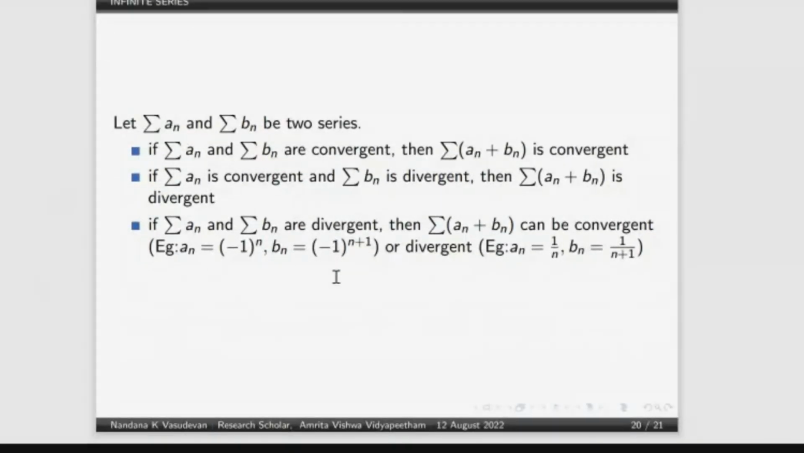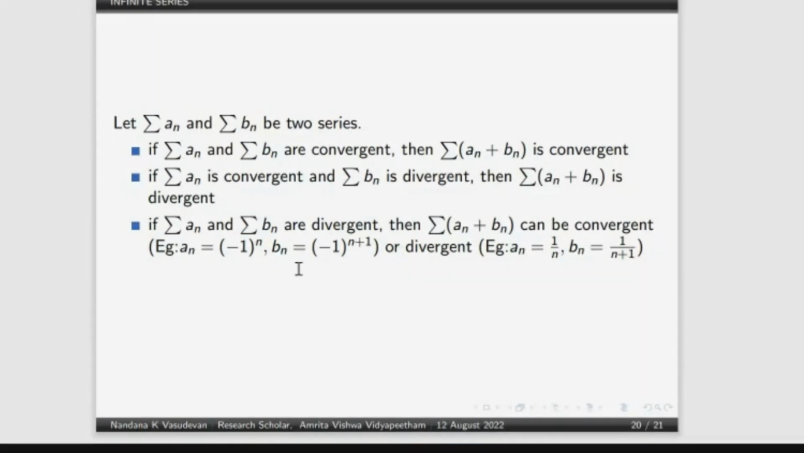And these are three results that we'll be using. If we have two series an and bn, and both are convergent, then the sum of those two series is also convergent. If one is convergent and one is divergent, then the sum of the series is always divergent. And if both series are divergent, their sum can be convergent or divergent.